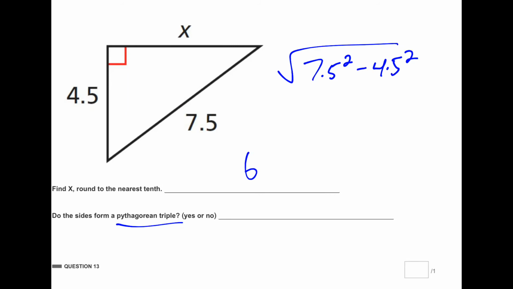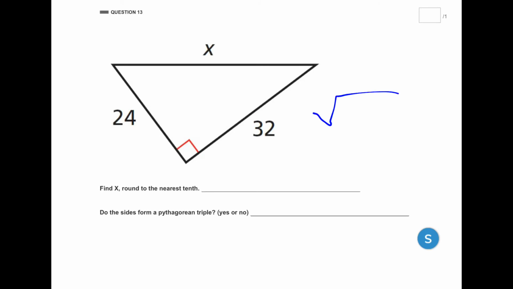So remember that Pythagorean triples involve three whole numbers. A squared plus b squared equals c squared, where all three numbers, a, b, and c, are whole numbers. We have 4.5 and 7.5. Are those whole numbers? No, they're not. So this is not a Pythagorean triple. I take the square root of 24 squared plus 32 squared, and the answer turns out to be 40. All three of these values are whole numbers, so yes, this is a Pythagorean triple.